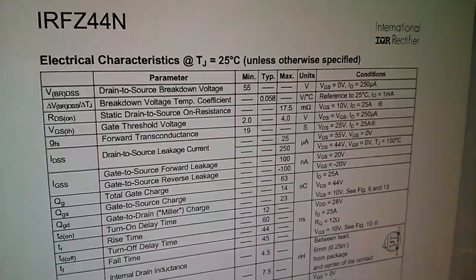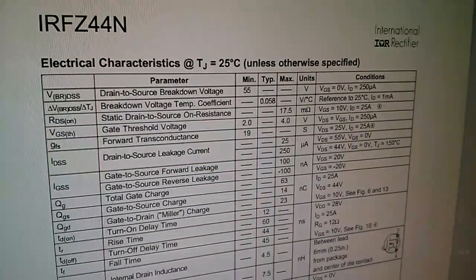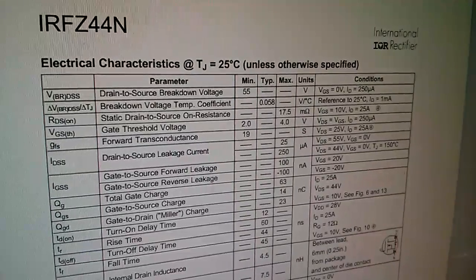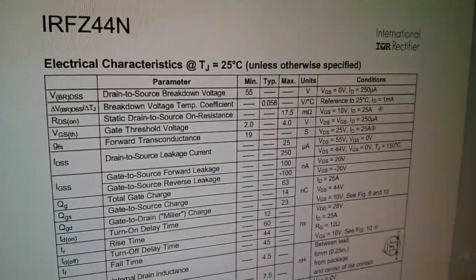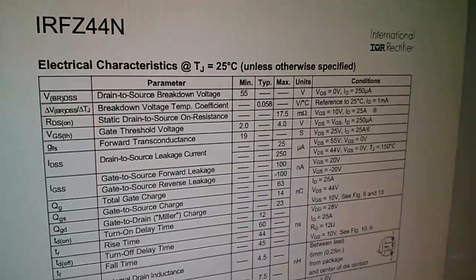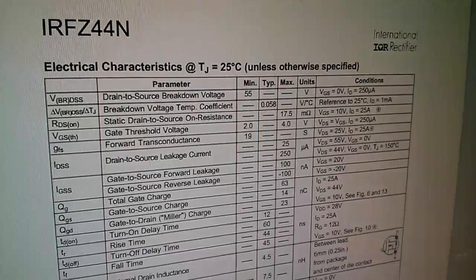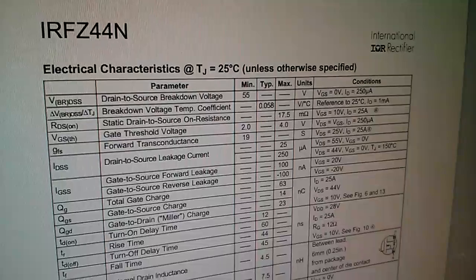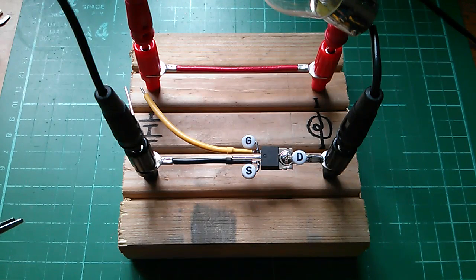So one of the first things you look at with a MOSFET is the on resistance. We want to use this as a switch, so we want it to have as low an on resistance as possible. So the third item down there, RDS on, the drain to source on resistance, 17.5 milliohms, but it requires a voltage across gate and source of 10 volts, and it's specified at a current of 25 amps. So the data sheet is telling us to put at least 10 volts onto the gate of the MOSFET relative to the source to achieve that low on resistance of 17.5 milliohms.